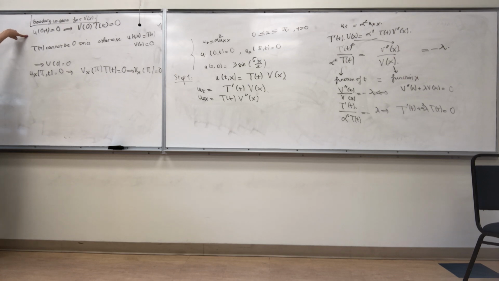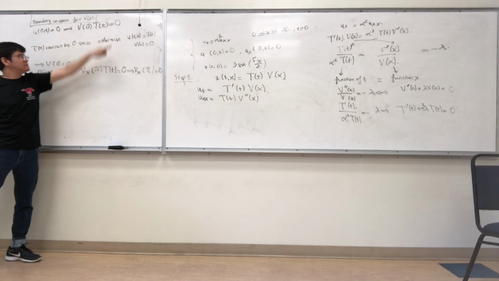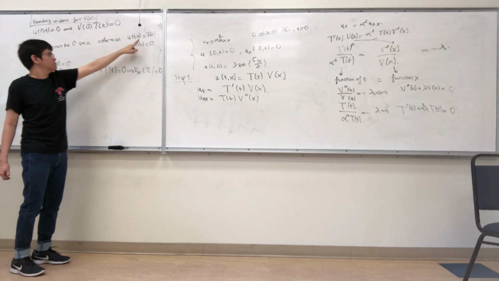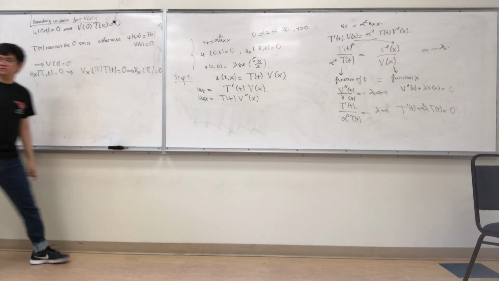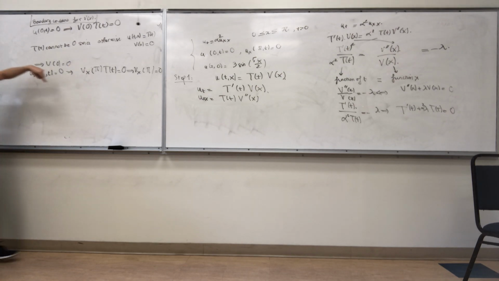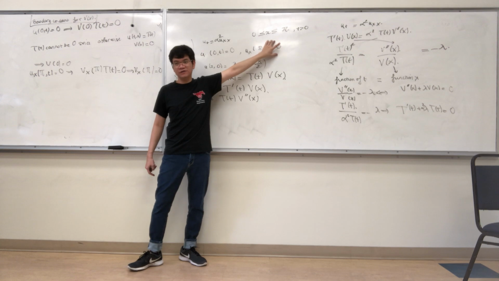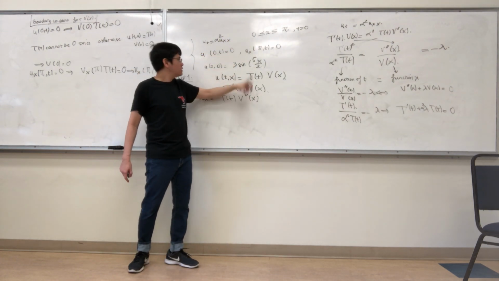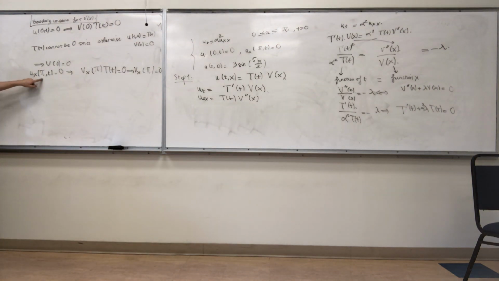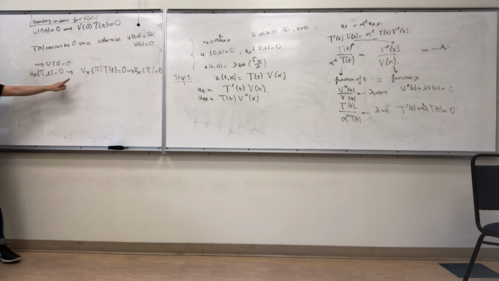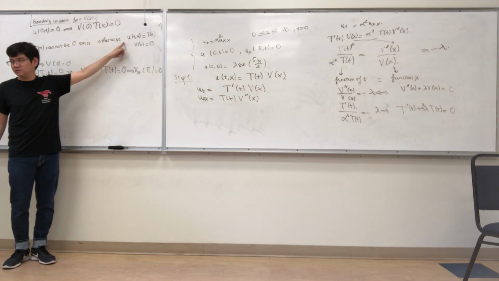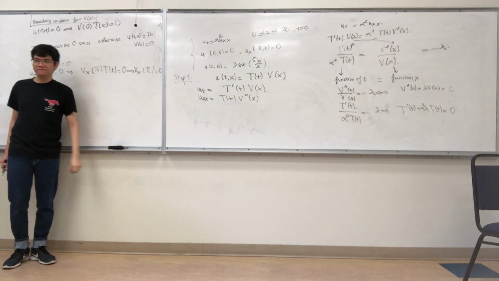You have u(0, t) is 0, which means that v(0) T(t) is 0. T(t) cannot be 0, otherwise the solution is 0, which means that v(0) has to be 0. Similarly, I'm going to plug the two boundary conditions of u to find the boundary conditions of v. So now I'm going to consider the second boundary condition, u_x(pi, t) is 0. So this gives you v_x(pi) T(t) is 0. T(t) cannot be 0, again by the same reason, otherwise u is 0. So we have v_x(pi) is 0.